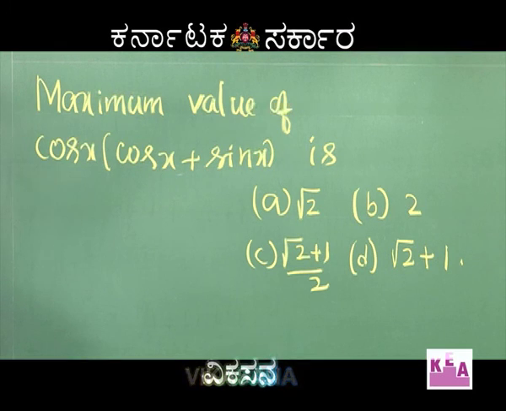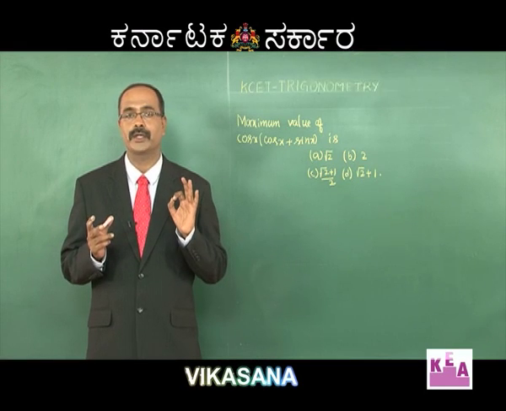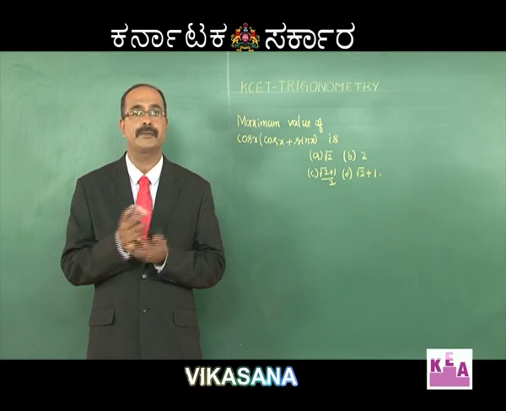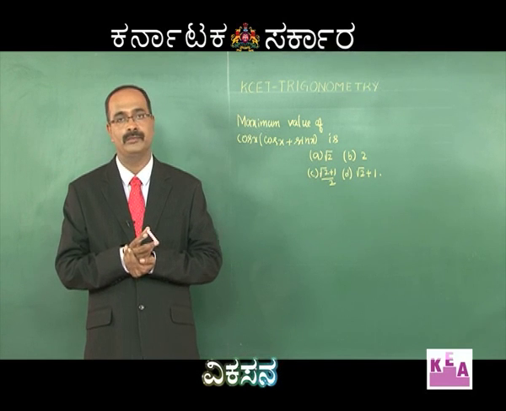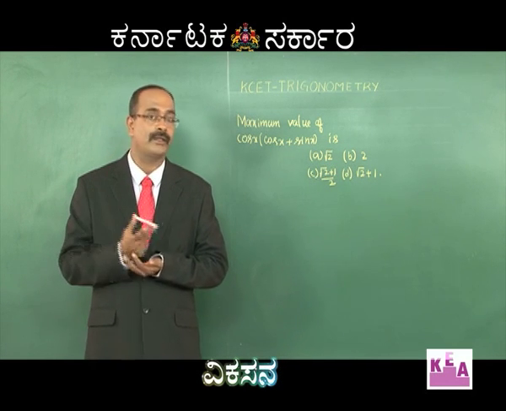The next problem is: the maximum value of cos x into cos x plus sin x is. Before talking about the next problem, you should know this, dear students. Cos x plus sin x maximum value is root 2. Minimum value is minus root 2.